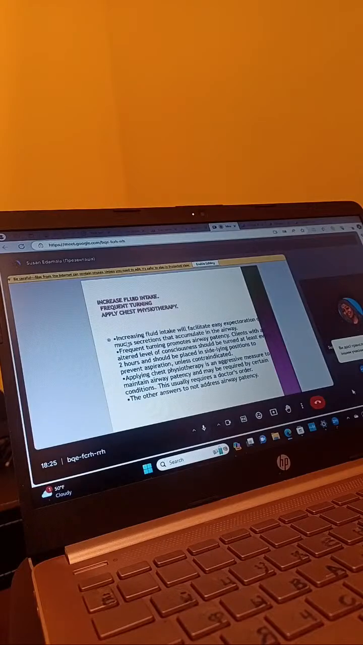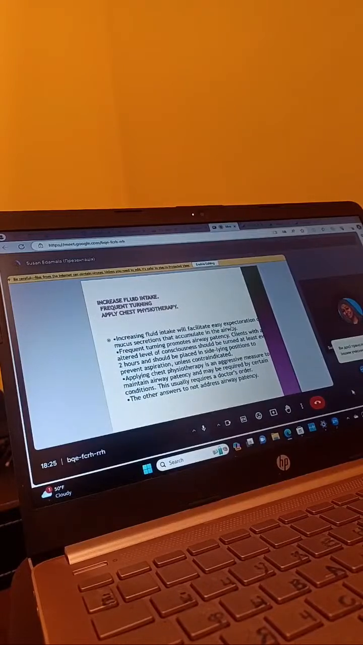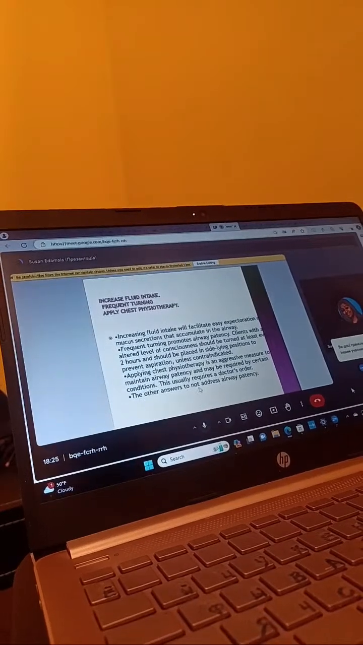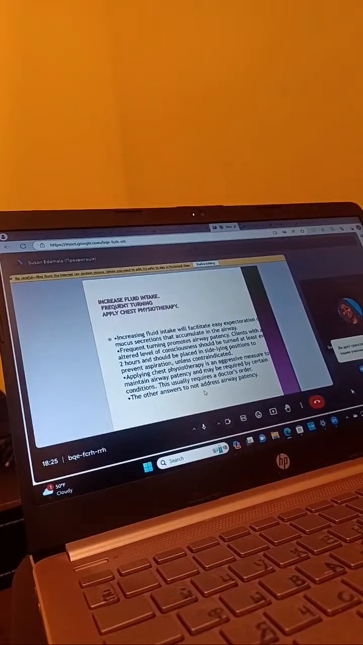So increasing fluid intake will facilitate easy expectoration of mucus. Frequent turning will help a client with an altered level of consciousness. You know, in your nursing home, you're seeing such patients, right? You're turning them every 2 hours. They should be placed in a side-lying position to prevent aspiration. Applying chest physiotherapy is an aggressive measure to maintain airway patency and may be required by certain conditions. This usually requires a doctor's order. The other answers are not for airway patency. Not important. Next one.